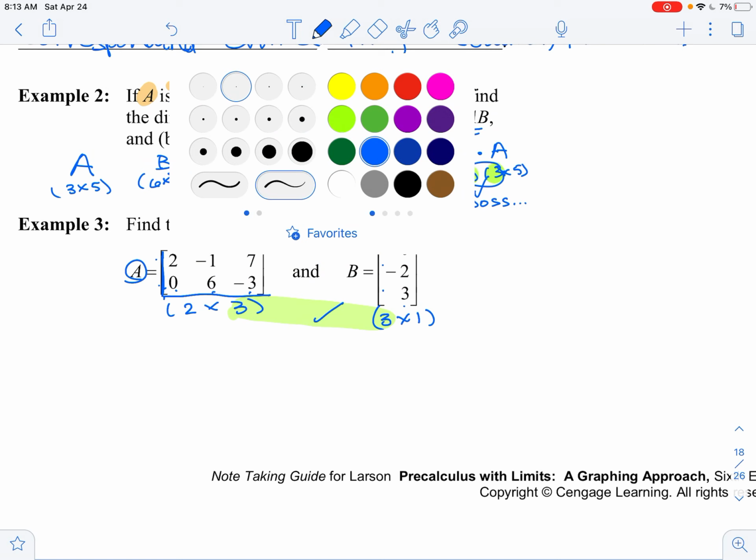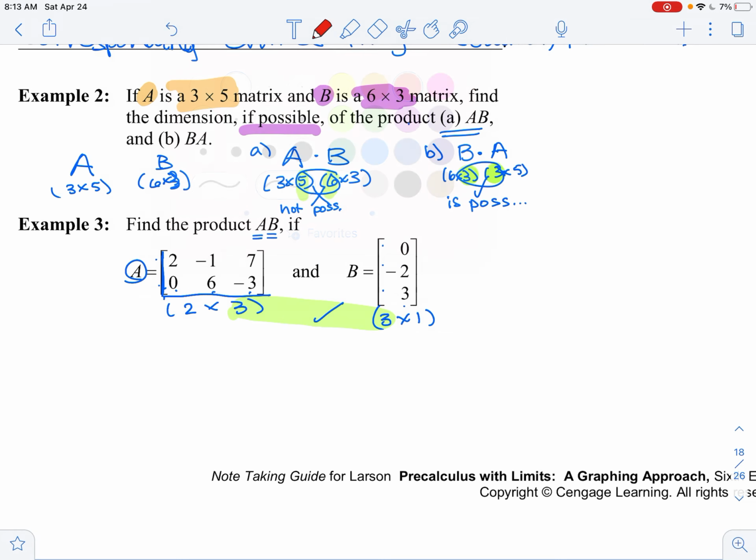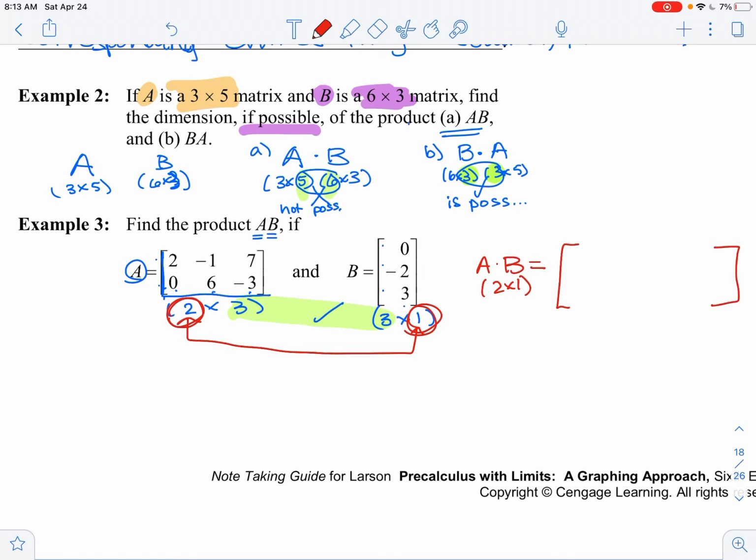If it's possible, here's what the end matrix is going to look like. It's going to take these dimensions on. So matrix A times matrix B is going to be a 2 by 1 matrix. So that's what you're going to set up first. Give yourself a lot of space, but it's going to be 2 rows across and 1 column.